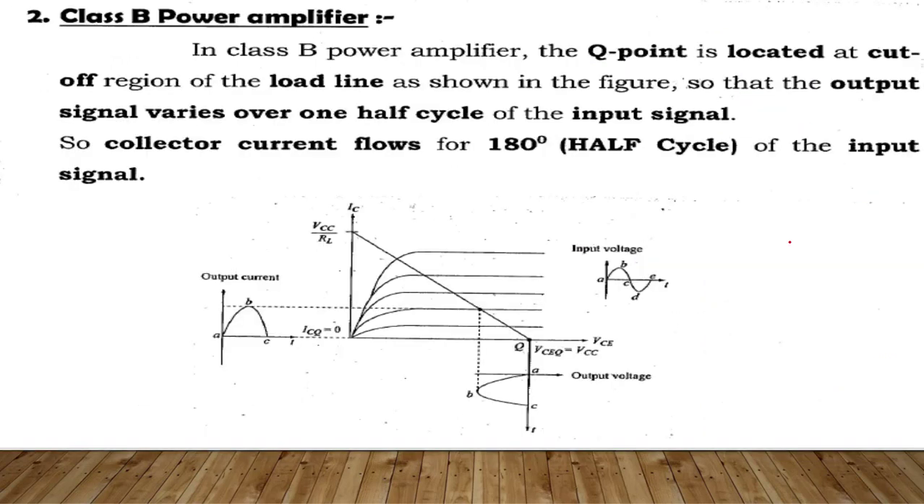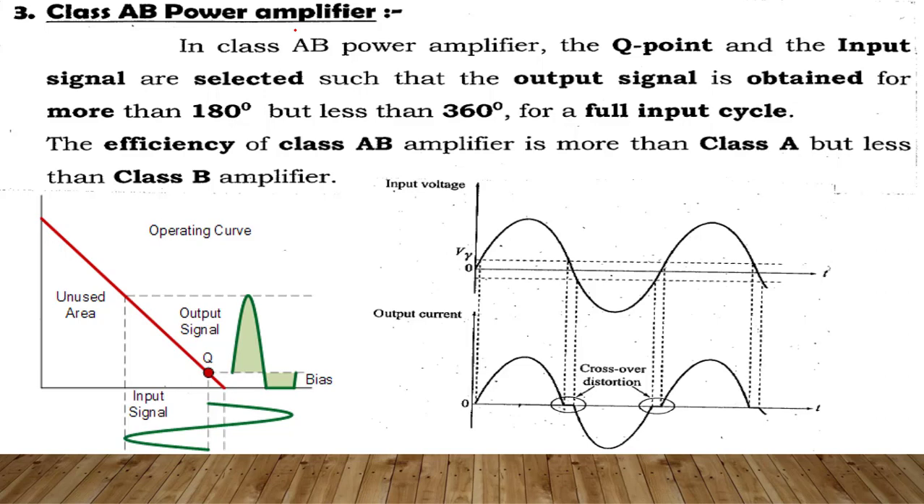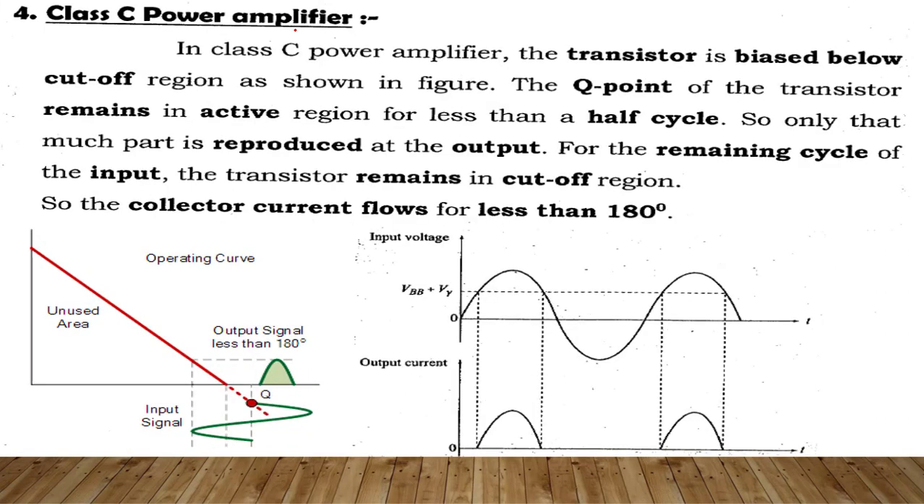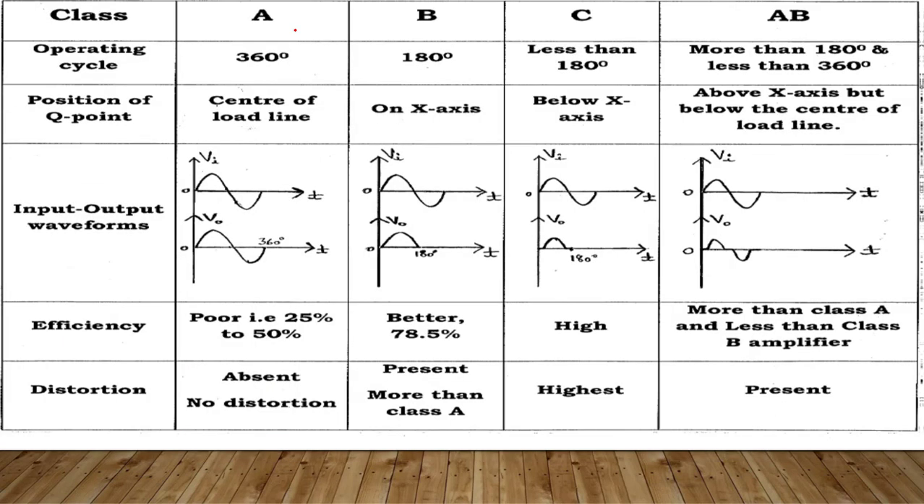And if my Q point is at 0 on the x-axis, and we take the maximum point, I am getting only one part, 180 degrees on the positive side, a half cycle. This is known as class B. Class AB is in between class A and class B, so it is more than 180 and less than 360. And in class C the Q point is set in the negative and I am getting less than 180 degrees, and its efficiency is very high. And this is the table I have made: the operating cycle, where the Q point is present, what signal I am getting, what the efficiency is, and what the distortion is.